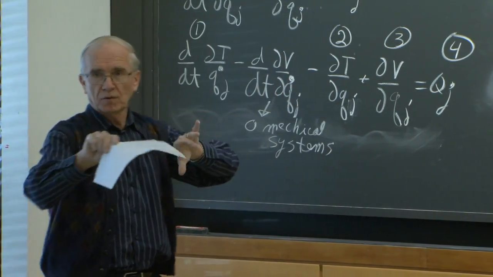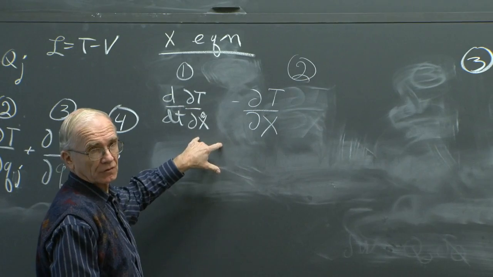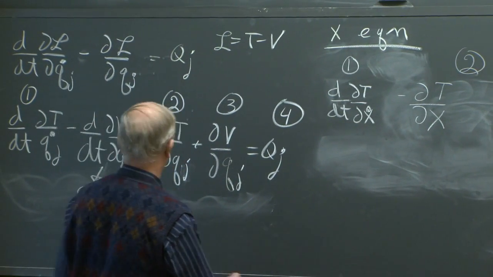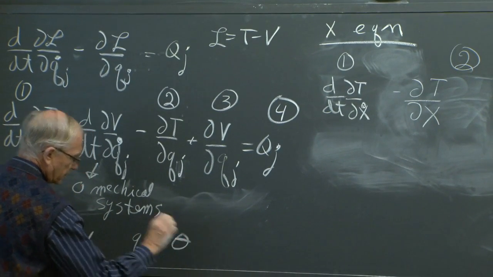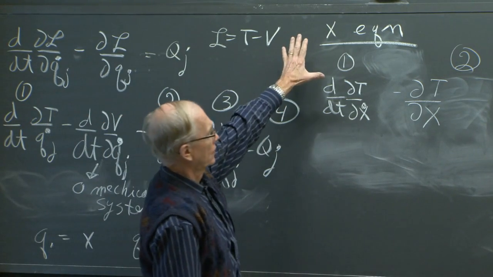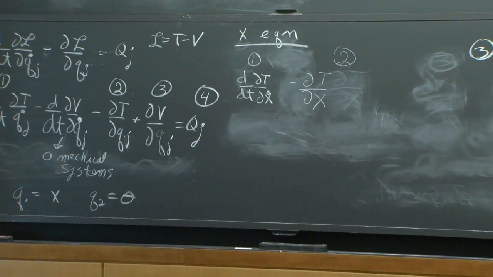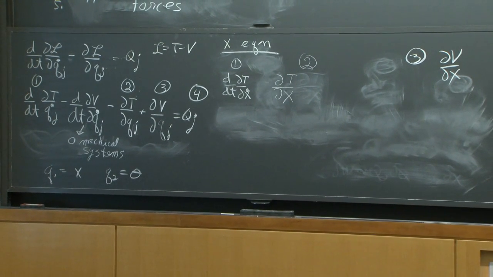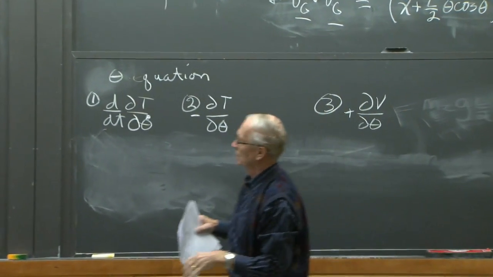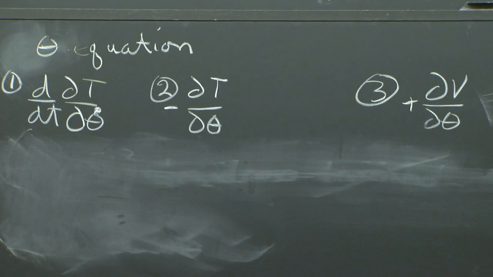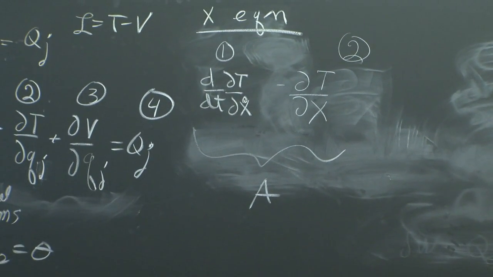So we can break into four smaller groups. Two groups are going to do the x equation. You have to take these Qj's, and in this problem Q1 is x and Q2 is theta. So for the x equation, we need to do these derivatives. And for the theta equation, we need to do these computations. So let's have group A do these, group B do these, group C do these, and group D do those.